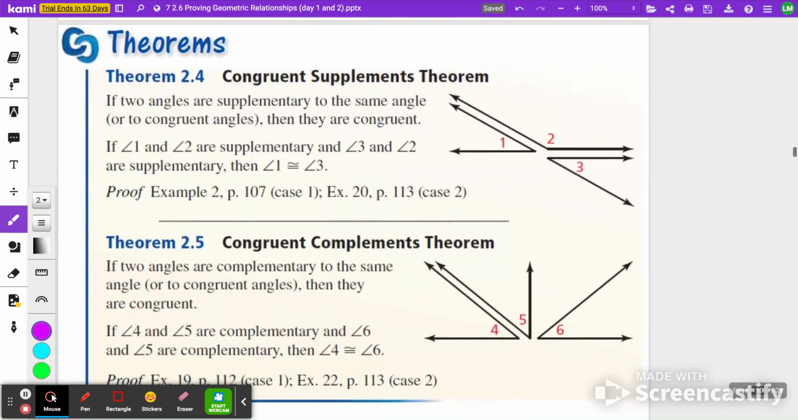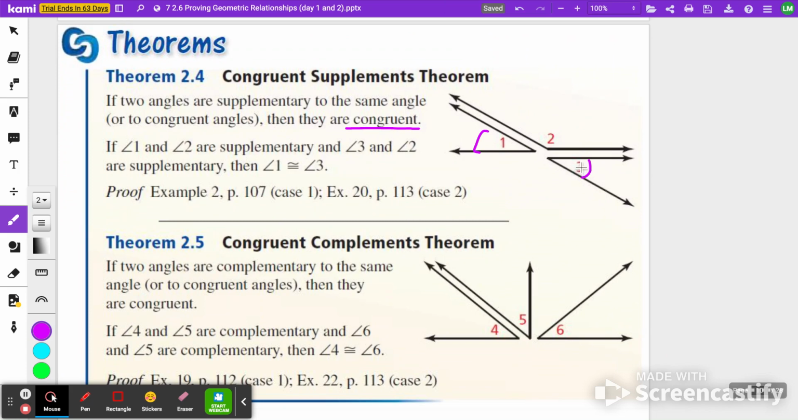Going on, if you see a few more congruent theorems, we have 2.4, which is the congruent supplement theorem, and you have this definition almost all written for you. If two angles are supplementary to the same angle or to congruent angles, then they are congruent. So you see how angle 1 and angle 2 are adding together to be supplementary. So that means angle 1 and angle 3 are equivalent or congruent.